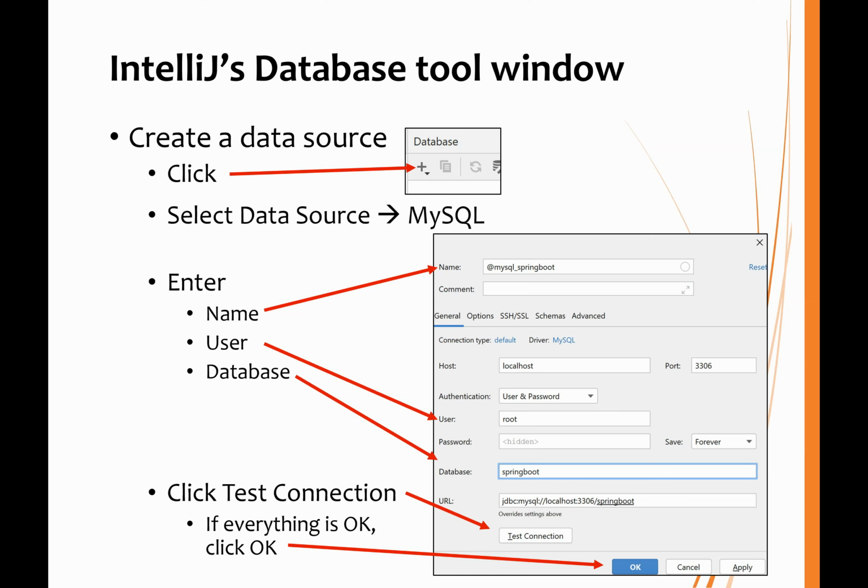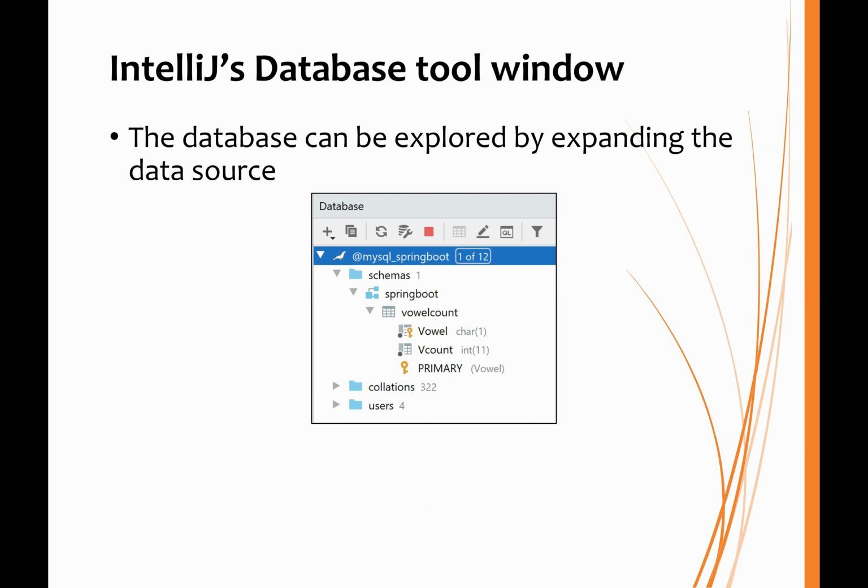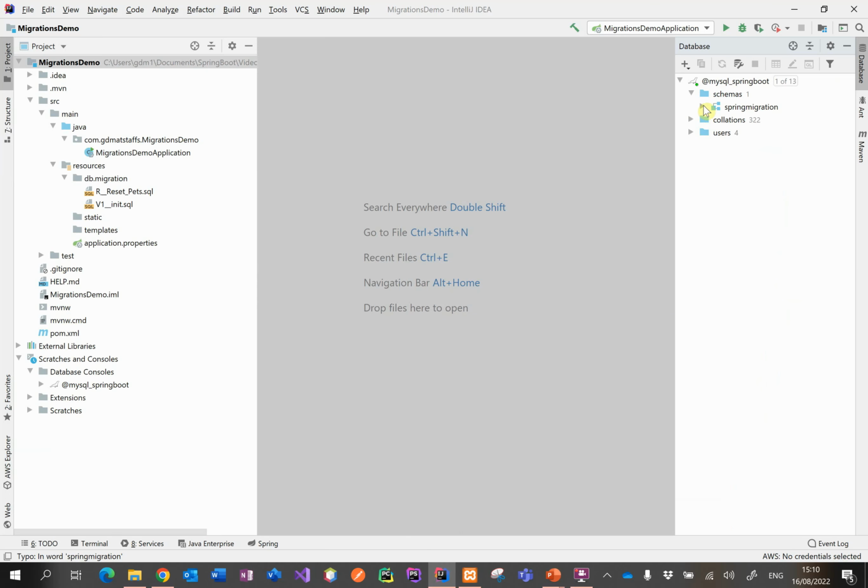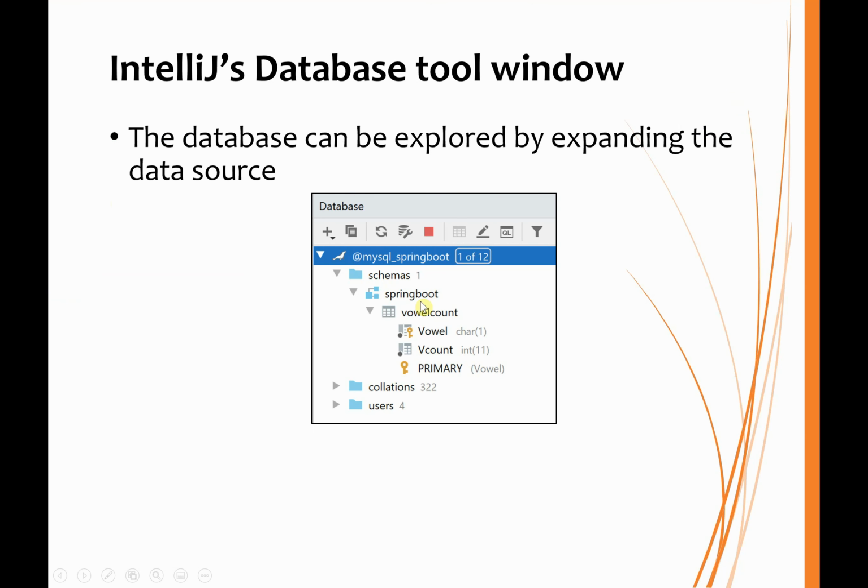If you haven't already set up a data source, then you'll need to do that now by clicking on the plus symbol, selecting MySQL as the data source, and then enter the name, the user, and the database for your connection. Test the connection, and if everything's okay, then you can click OK. And then you can start exploring the database by looking in here. And you'll see in this example that we've got a vowel count table.